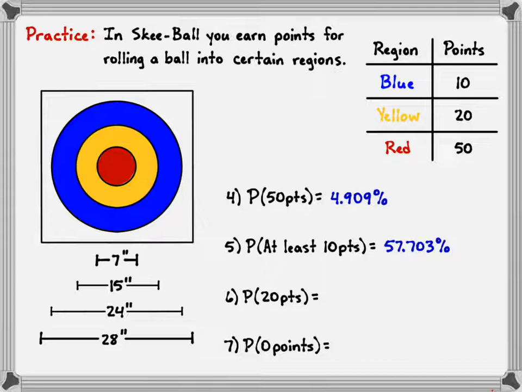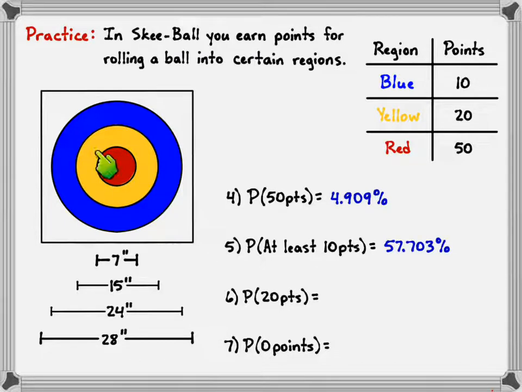Now, the next problem is probably the most difficult one on here. It says, what's the probability of getting 20 points? Not at least 20 points, but exactly 20 points. So we need to figure out the area of the yellow region. If you just found the area of this middle-sized circle here, that is not the yellow region. That's the yellow region plus the red region. So how could I find the area of the yellow region?